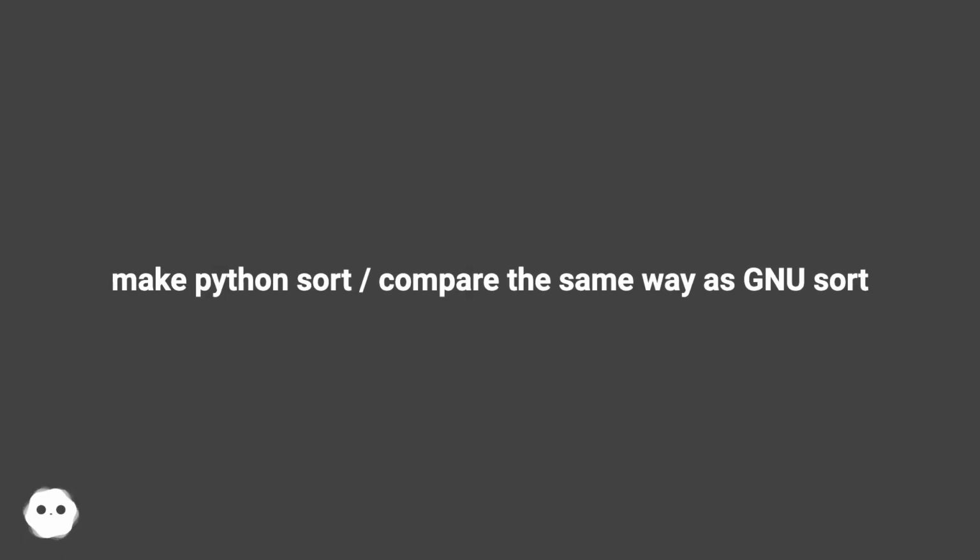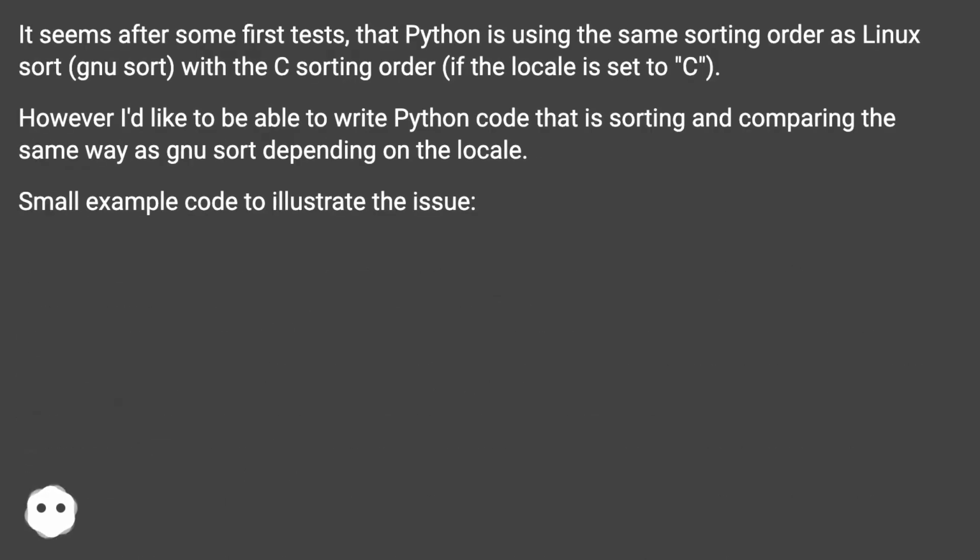Make Python sort and compare the same way as GNU sort. It seems after some fast tests that Python is using the same sorting order as Linux sort, GNU sort, with the C sorting order if the locale is set to C. However, I'd like to be able to write Python code that is sorting and comparing the same way as GNU sort, depending on the locale.